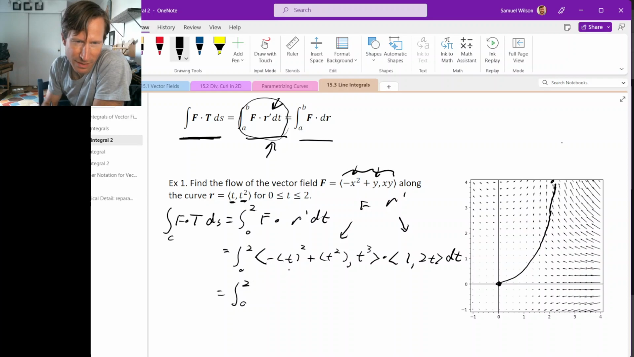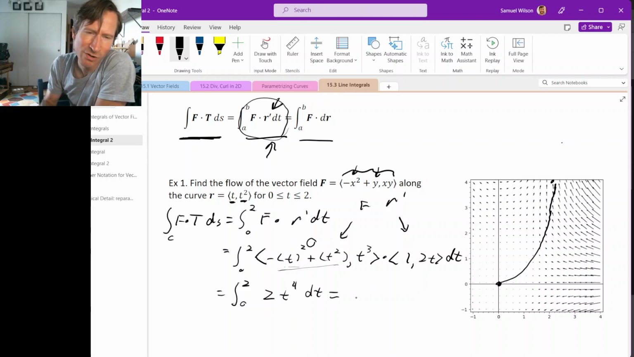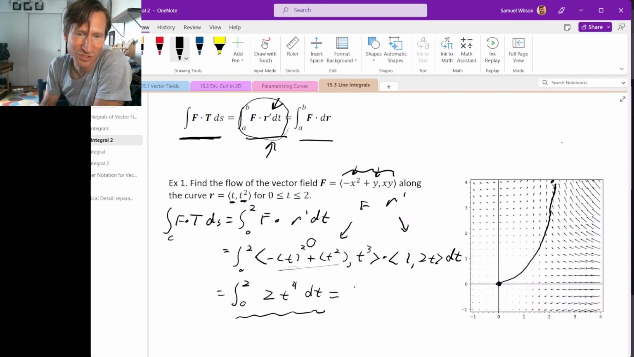Okay, and now we have to compute this dot product. Actually, that's 0, isn't it? So this x coordinate is 0, so when we do the dot product, we just get 2t to the 4th dt. I can see already that this is going to come out positive, which is good. That's what we wanted. So now it's a regular single variable integral. Now we just do what we usually do with our integrals. The antiderivative is 2/5 t to the 5th.